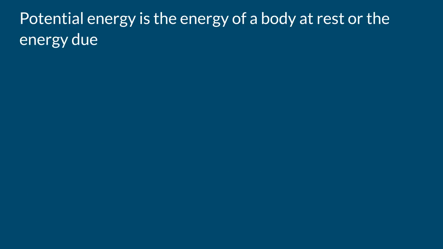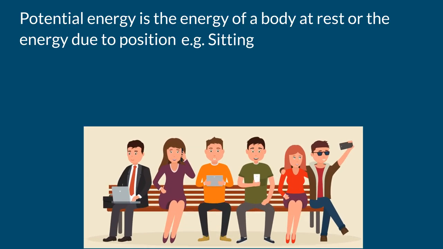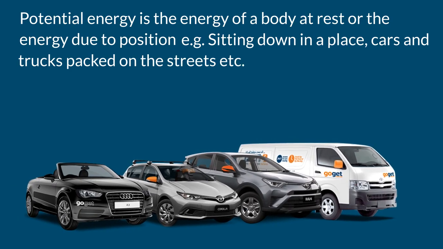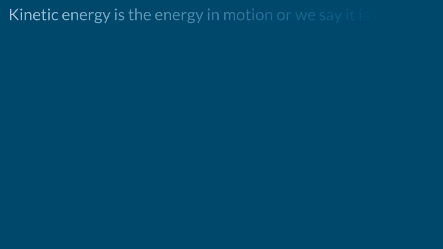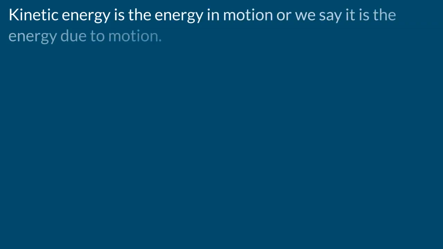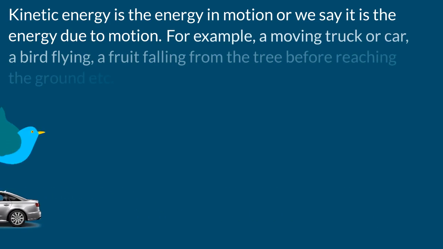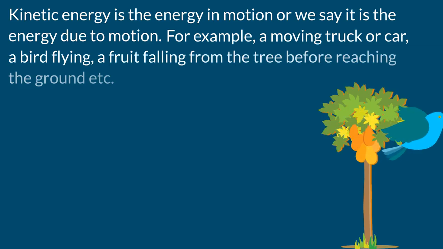Potential energy is the energy of a body at rest, or the energy due to position. For example, sitting down in one particular place, or cars and trucks that are parked on the streets. Kinetic energy, on the other hand, is motion, or should we say, energy due to motion. For example, a moving truck or car, a bird in flight, a fruit falling from the tree before it reaches the ground.